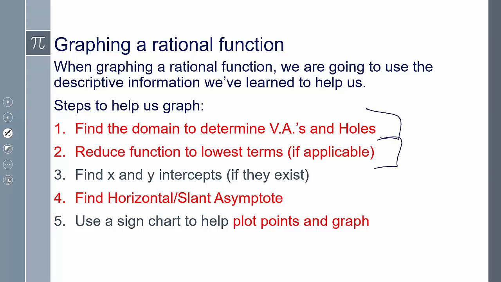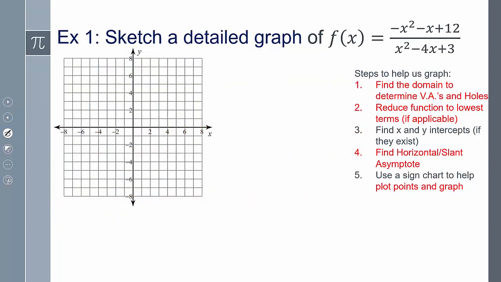It helps us to reduce our function. It just makes it easier to plug values in. And then make sure that we find the horizontal and slant asymptotes. Once we do that, you create an X and Y table, plot some points, and graph it. So let's look at this function here.